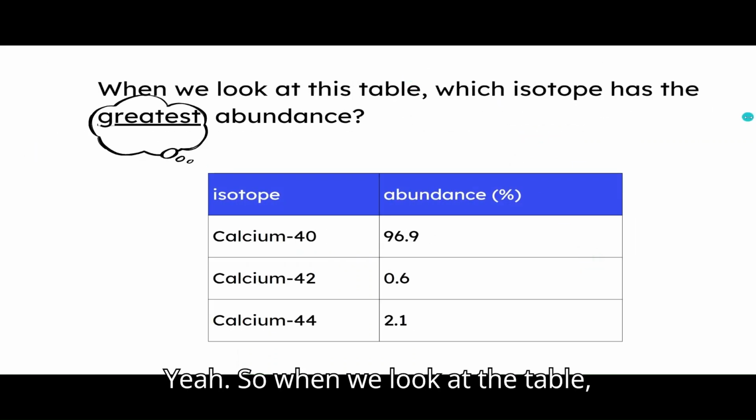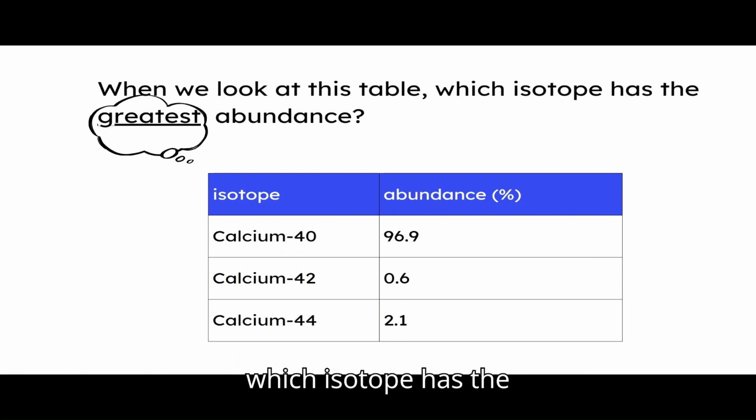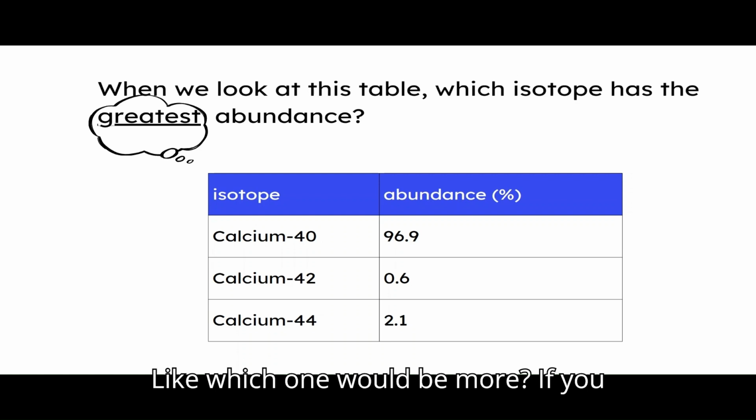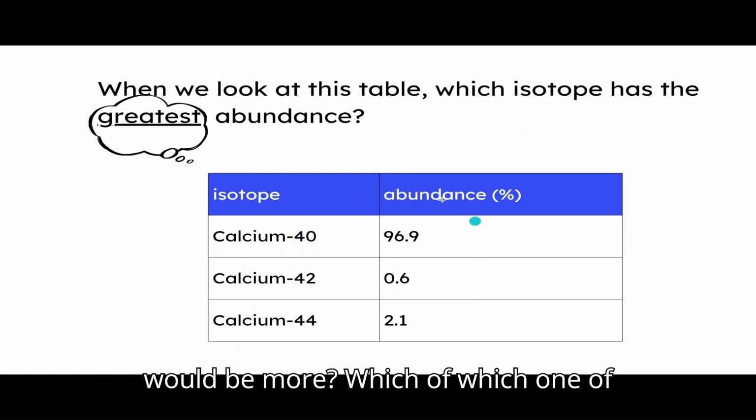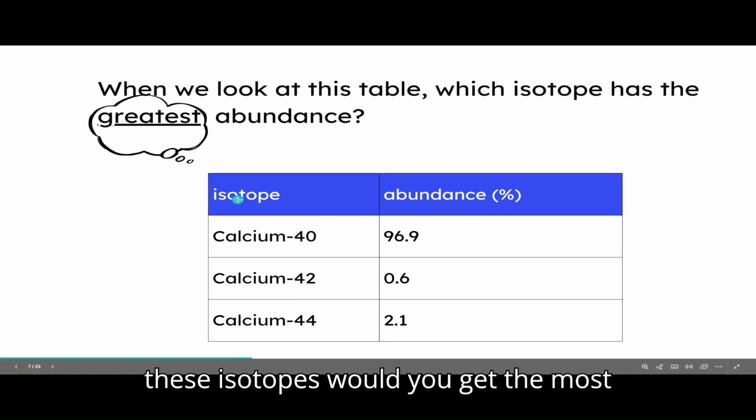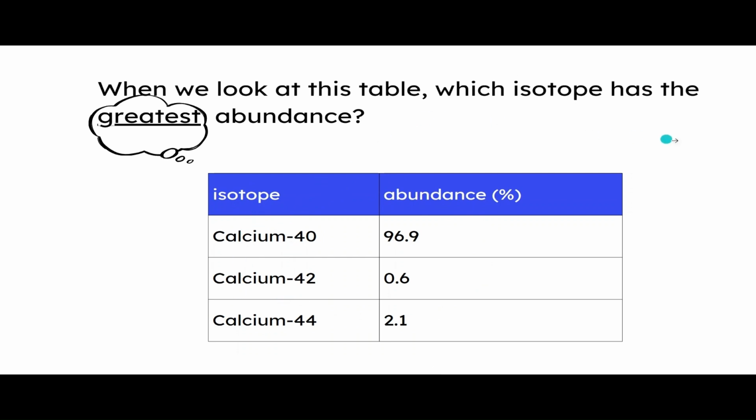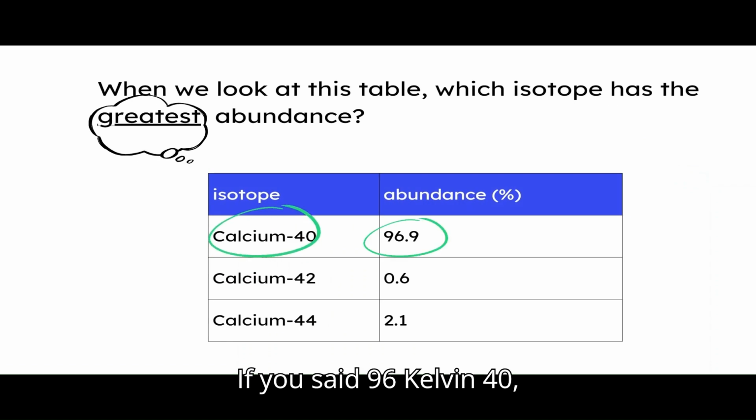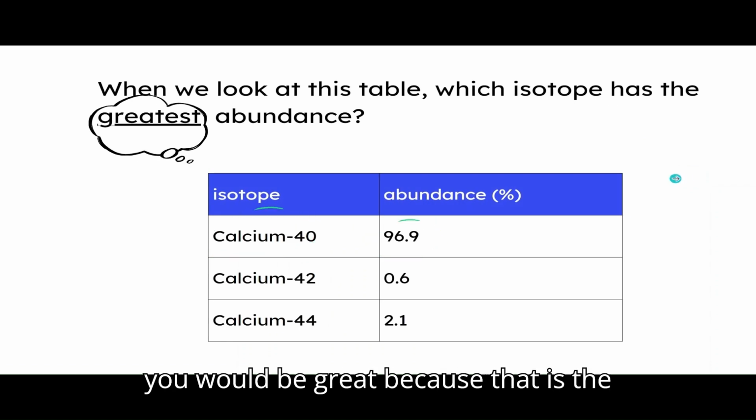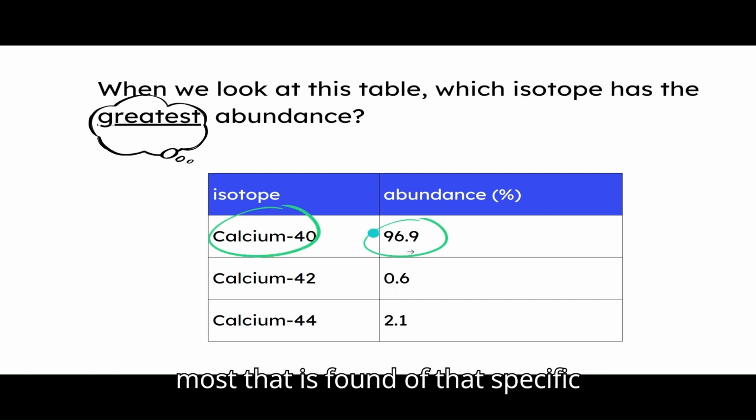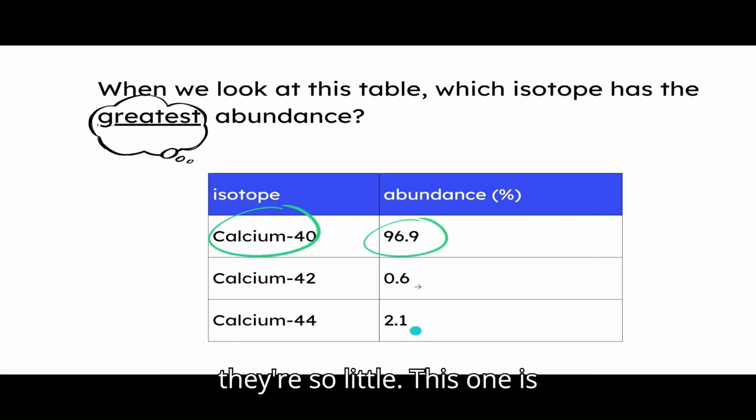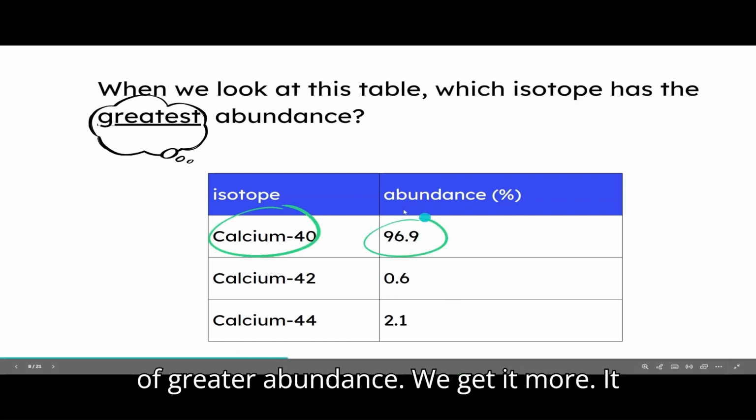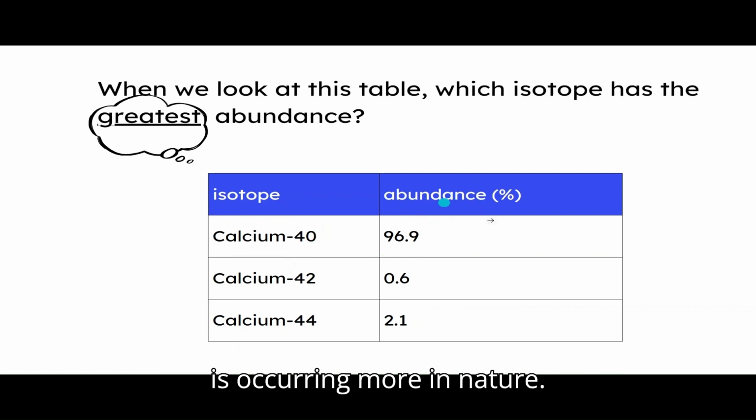So when we look at the table, which isotope has the greatest abundance? Which one would be more? If you look here at this table, which one of these isotopes would you get the most in nature? If you said 96, calcium 40, you would be correct because that is the most that is found of that specific isotope. Look at these two, they're so little. This one is of greater abundance. We get it more. It is occurring more in nature.